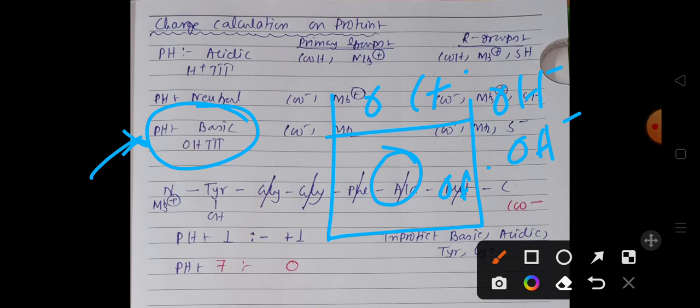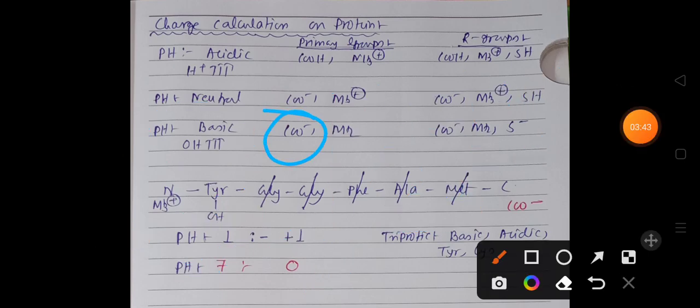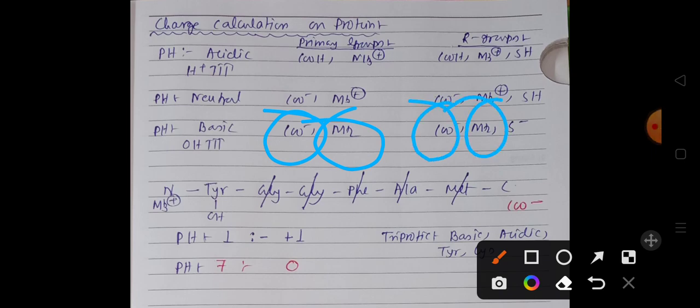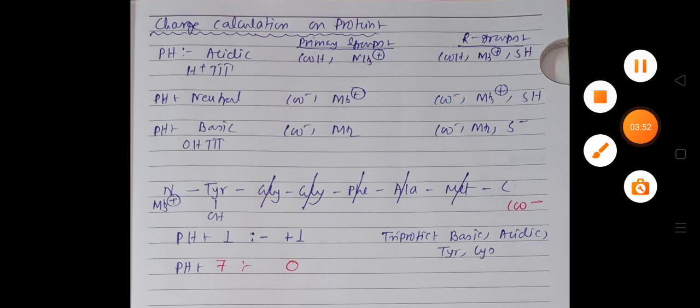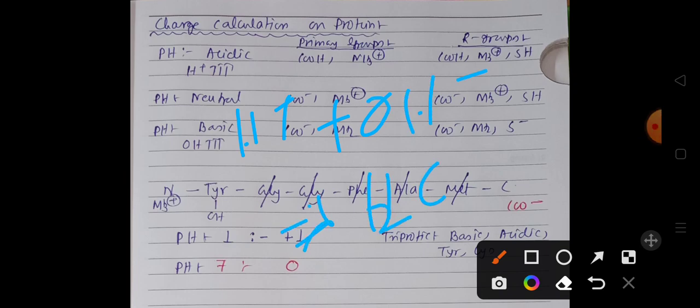Under such circumstances, what will happen? Remember, COOH is going to donate a proton. Similarly, NH3+ also is going to donate a proton, and here interestingly SH will also donate a proton. That means COOH will become COO-, NH3+ will be converted into NH2, then COO-, NH2, S-. And the protons that they have donated will react with the OH- which is present in the environment and convert those OH- into water.